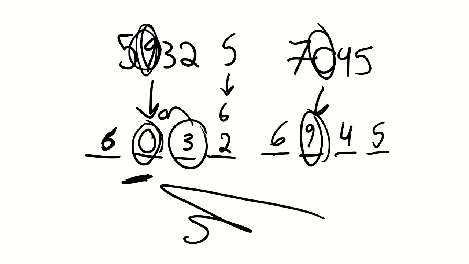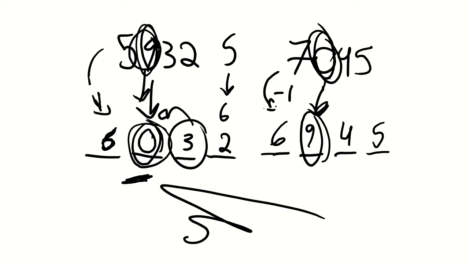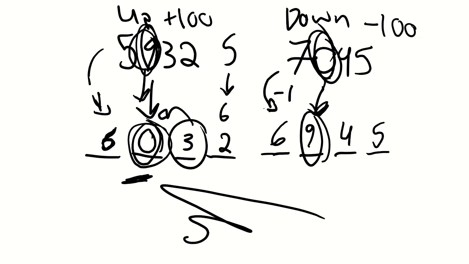If we had a 9, we would change it to 0, and then add 1 to the number to the left of it. Same thing over here. We would change the 0 to a 9 and subtract 1 because we're going down. This is down, and this is going up. So up is plus 100, down is minus 100. So this is how you count up or count down by 100.